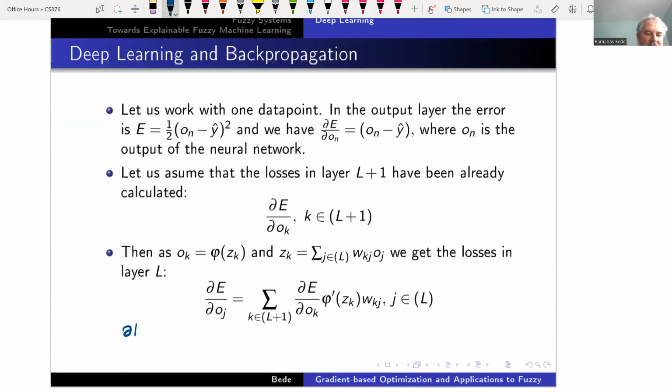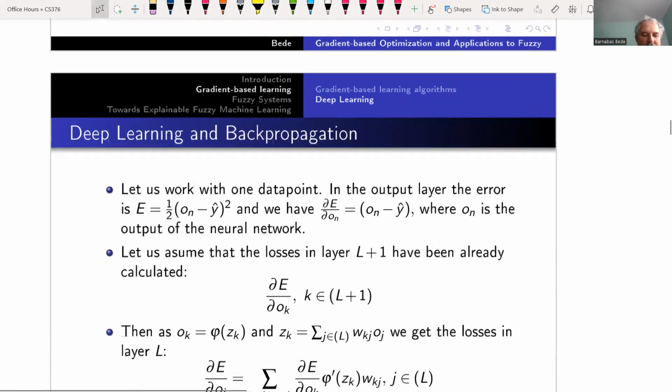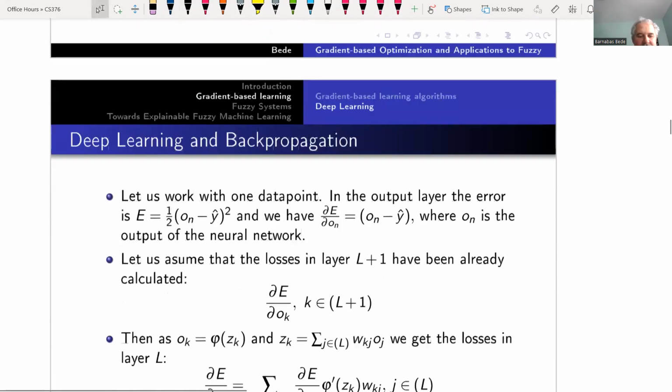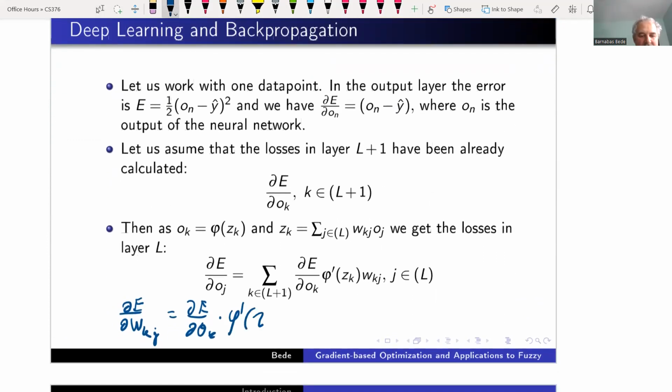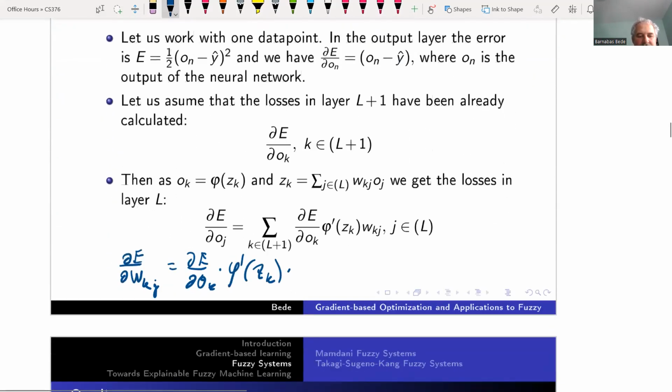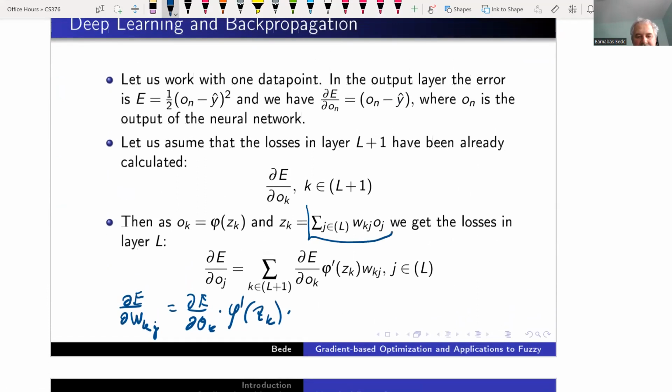Well, I should actually show you here that I can then calculate del E del wkj. I could calculate it as del E del Ok times the derivative of Ok with respect to zk, because that's still here, times the derivative of zk with respect to wkj. When I take the derivative of zk with respect to wkj, I'm getting Oj out of it. So it's going to be times Oj, the previous output. So I can then calculate this.